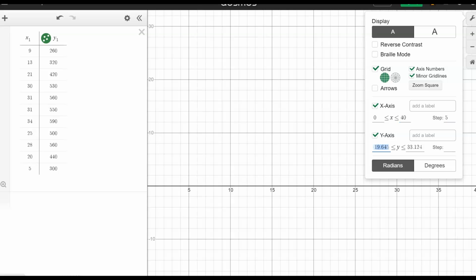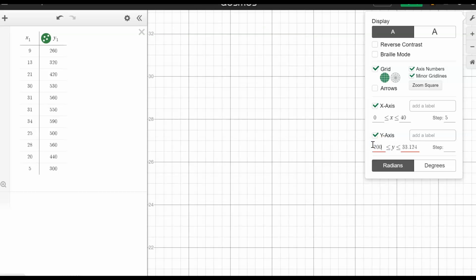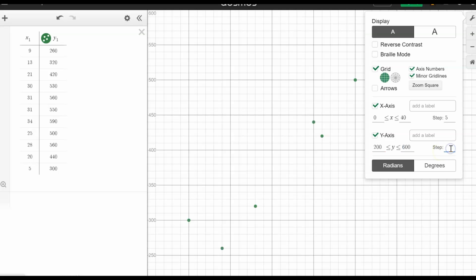And then I'm going to do something similar for the y-axis. The smallest y value is 260, so I'm going to choose something that's a little bit smaller than that. I'm going to put 200 in for that smallest y value. Now I can always go back and change this if I don't like the way it looks. Maybe 200 is too small. You could go with 250 if you wanted to. And then on the other side of the y inequality, I want something that's bigger than the largest y value. Maybe I will go to 600. And then I'm going to change the step on that as well to count by 5s.